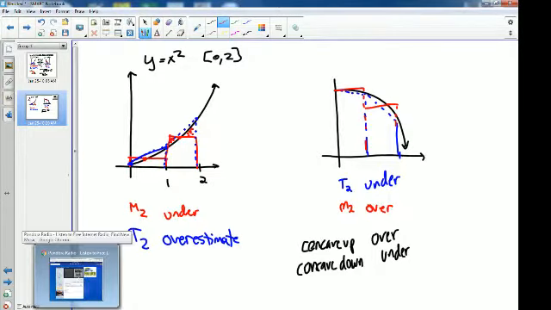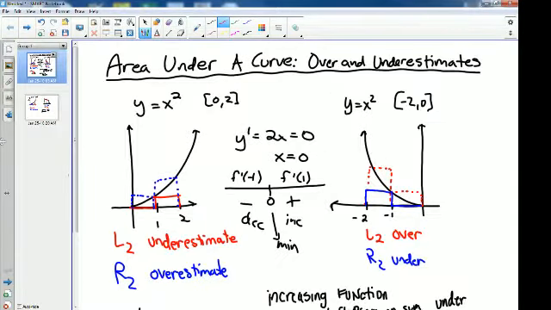This is a very rarely addressed item, okay? Most of the time you're going to have to do this analysis with left, right, or trapezoidal sums. So in summary, trapezoidal sums, over and underestimates are dealing with concavity, right? Left and right Riemann sums deal with increasing and decreasing. Okay? That's all you need to worry about.